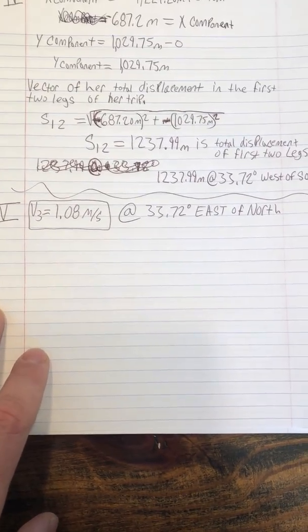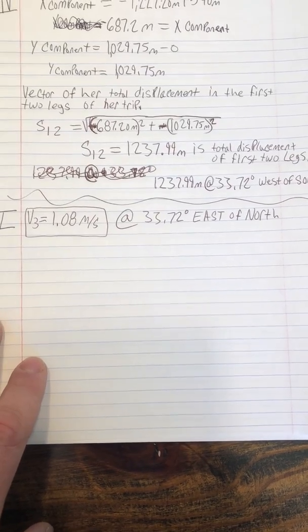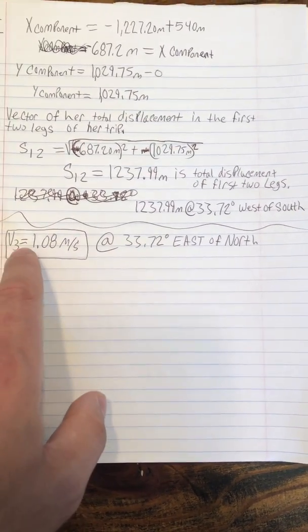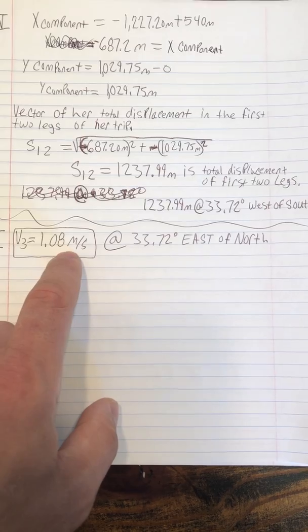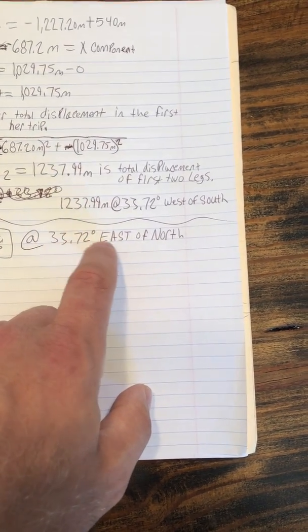The vector velocity as she's running back to the gym is V3 equals 1.08 meters per second at 33.72 degrees east of north.